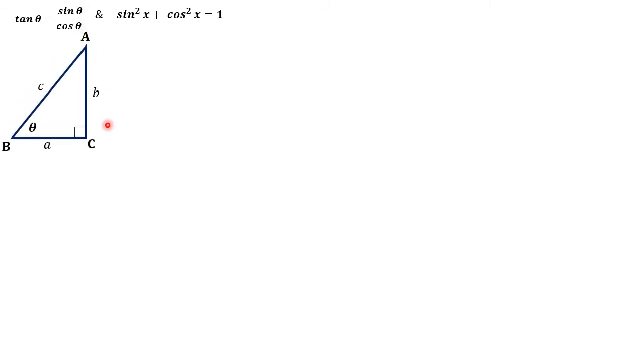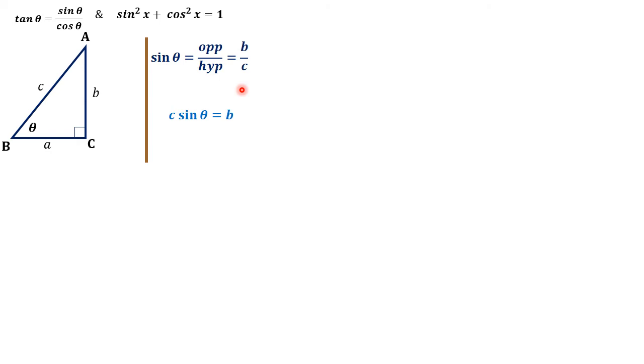Now, from this given triangle, we have the sides A, B, C. That's the triangle ABC, with the sides small a, small b, small c as is given there. Now, we normally know that sine is equal to opposite over hypotenuse, which is b over c. That is, sine of this angle is the opposite side divided by the hypotenuse, which is b over c.